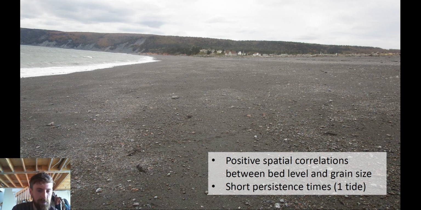So I'm coming back now to this photo I showed you at the beginning of this beach surface patchiness. And the picture I think we're building here is one of positive spatial correlations between bed level and grain size that arise as a result of positive feedbacks between the texture, the morphology, and the flow in the intertidal zone or in the swash zone. And these features have very short persistence times, so the correlation exists from one tide to the next, but the features are very quickly eradicated with the next flood tide, which has some kind of diffusive effect on the beach surface.